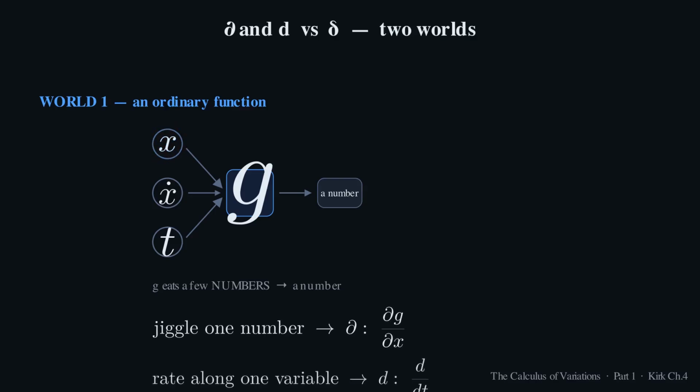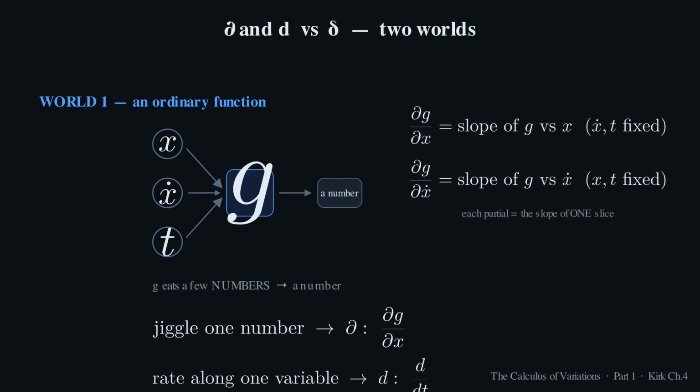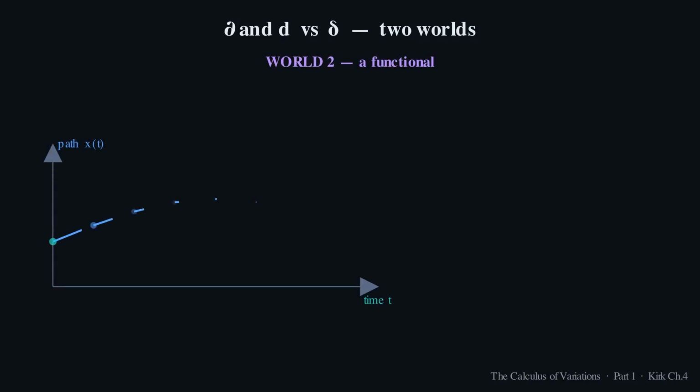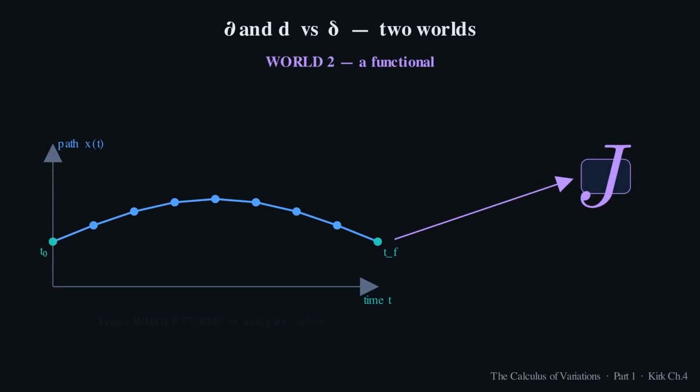So keep three marks straight. Partial d is a rate of g. Delta is an amount you chose, or one your choice forced. And d by dt is a rate in time, the engine that turns delta x into delta x dot. A rate is never an amount, which is exactly why they multiply and never cancel.